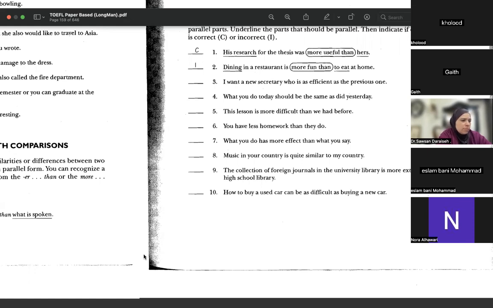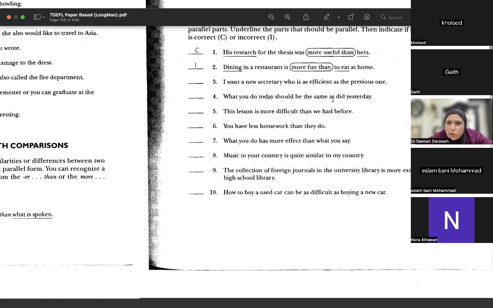What you do today should be the same as what you did yesterday. We should have that again, please. I'm sorry about that. What you do today should be the same as... We need the comparison of what you did yesterday.